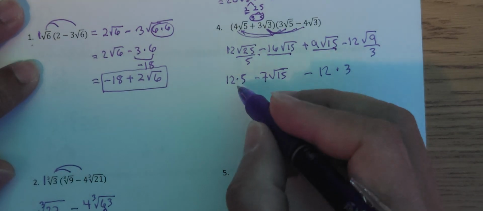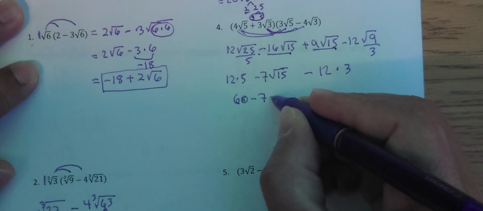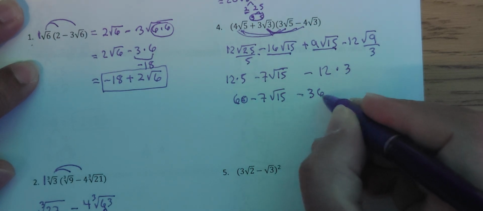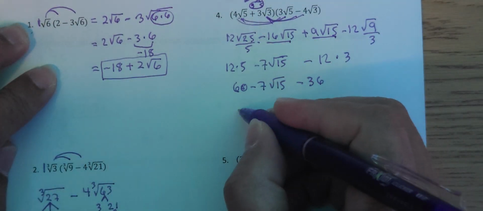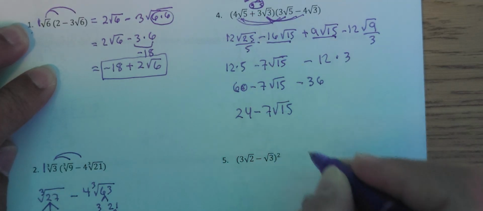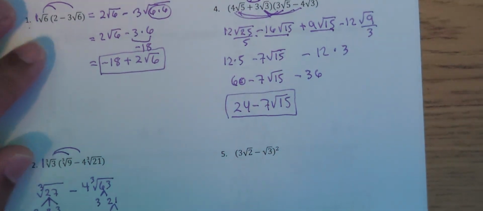Right, so then this is 12 times 5, which is 60, minus 7 square root of 15, and this becomes minus 36. When we combine 60 minus 36, that leaves us with 24. So this is 24 minus 7 square root of 15, and this is the simplest answer for this problem. We're done with this one, okay?